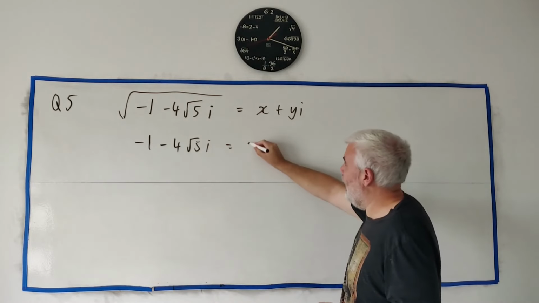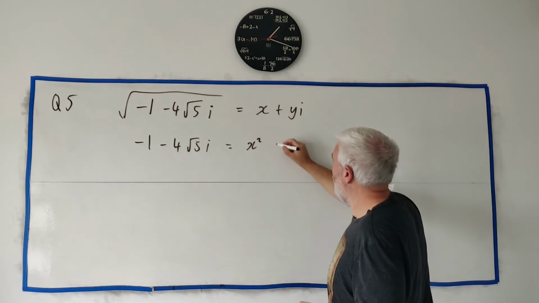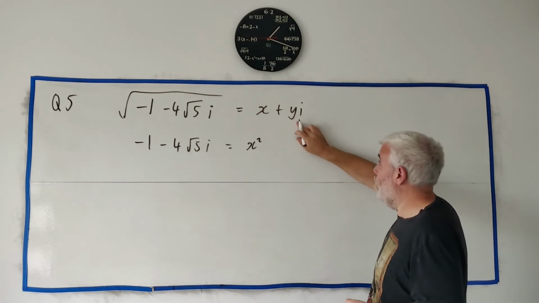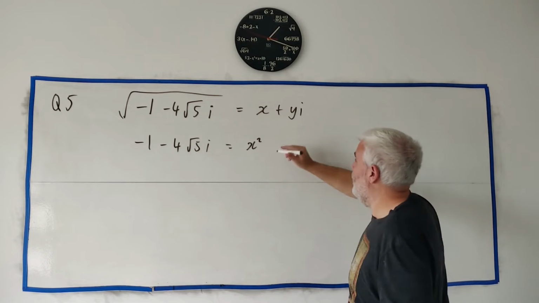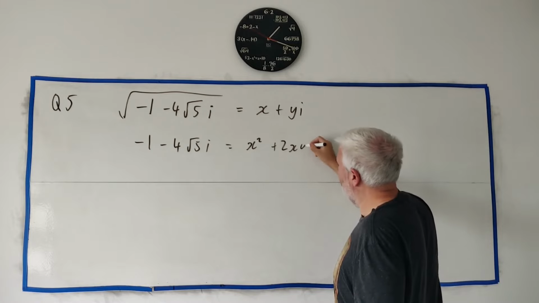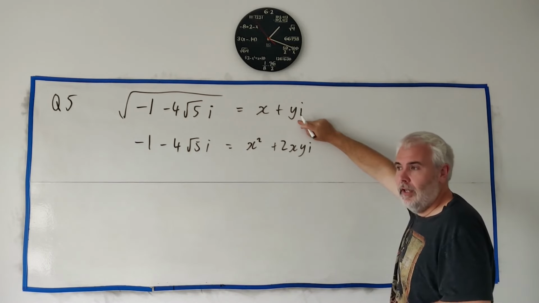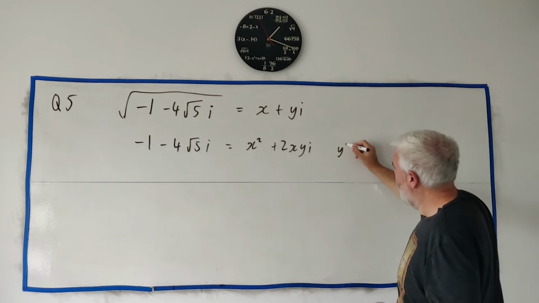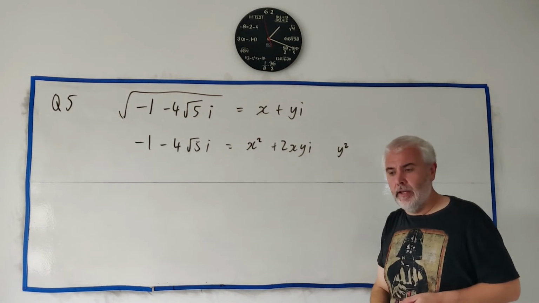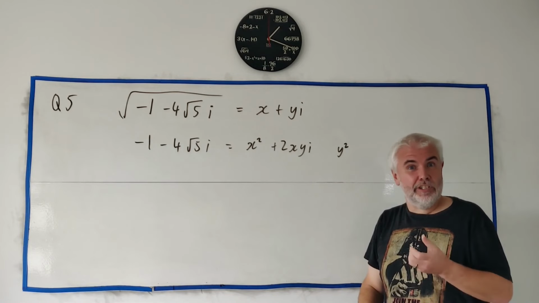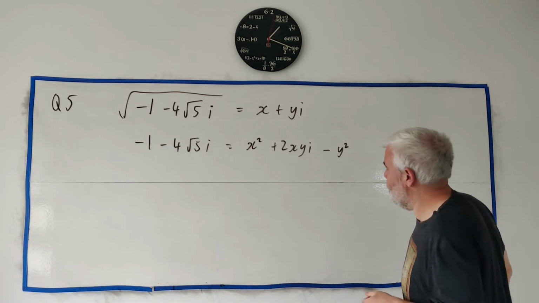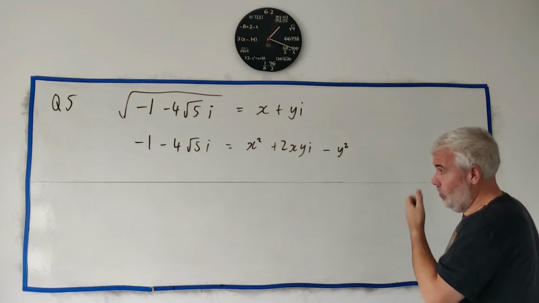On this side, we get x by x, x squared. x by y is xy. y by x is another xy. So we get two of them, 2xy, and they both have an i in it. Then we have y by y, that's y squared. We have i by i, that's i squared, which is also -1. So we get a -y squared. That's what squaring both sides looks like.